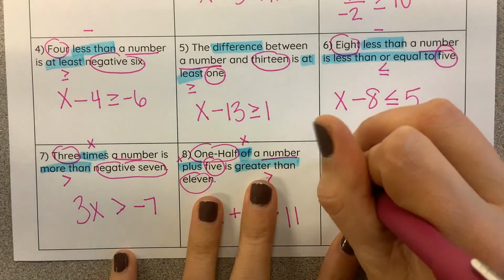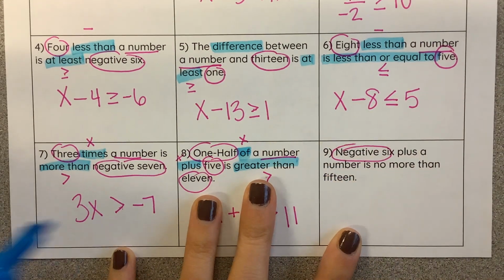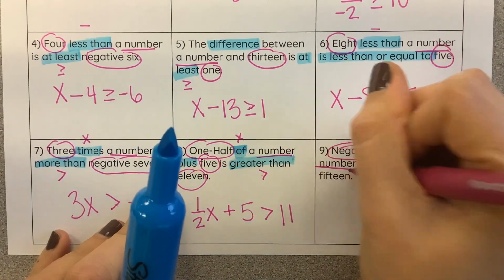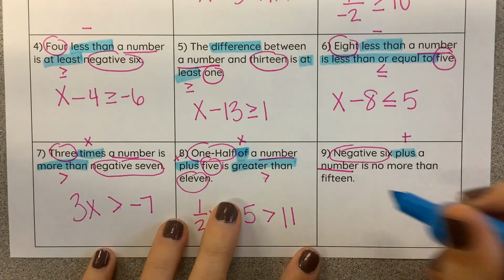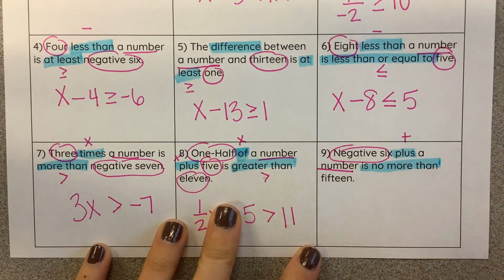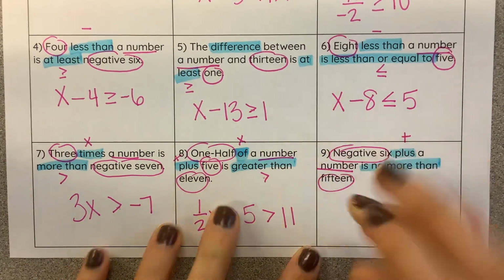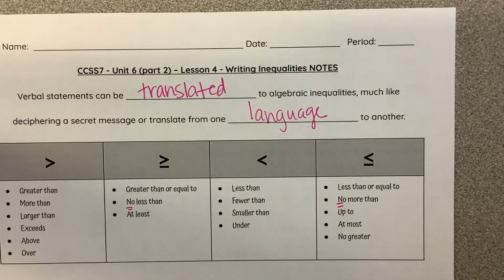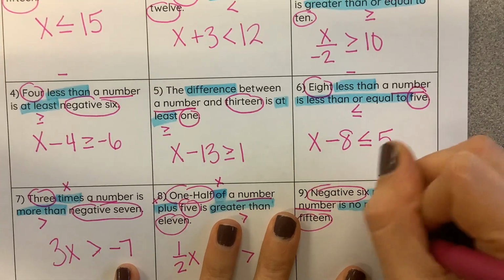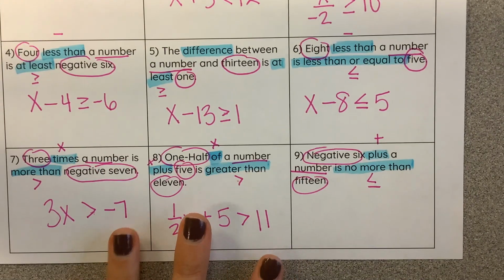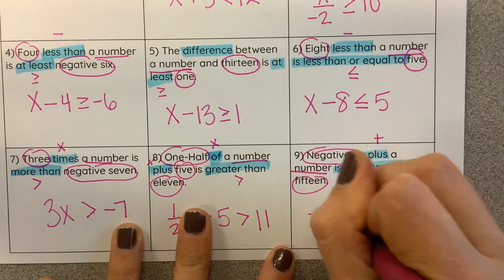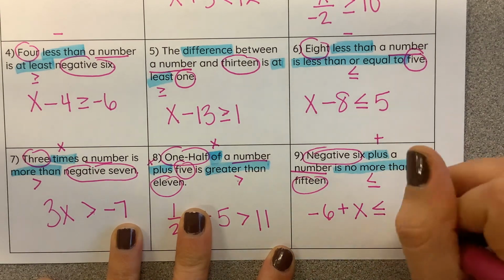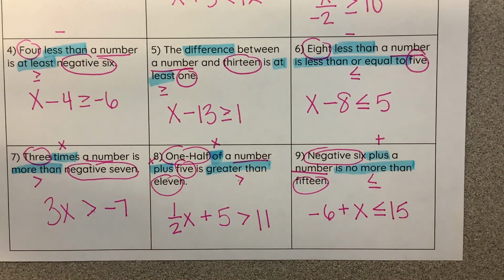Number 9, -6 plus a number, so our unknown number, is no more than, not just more than, no more than 15. And as a reminder, no more than, it's kind of the opposite. It's not more than, it's less than. So it's less than or equal to. So -6 plus our unknown number x is no more than, so it's less than or equal to 15.